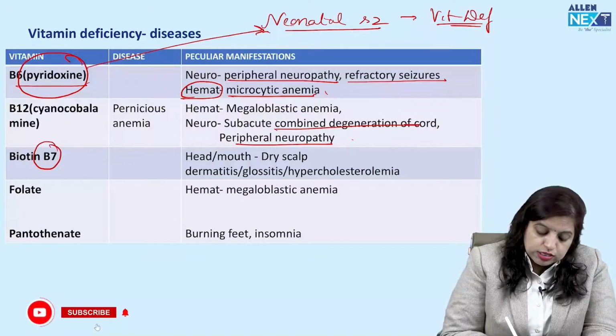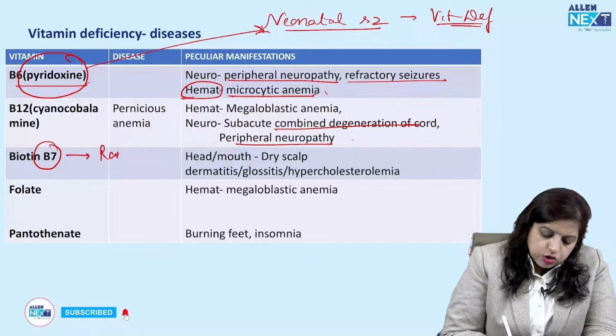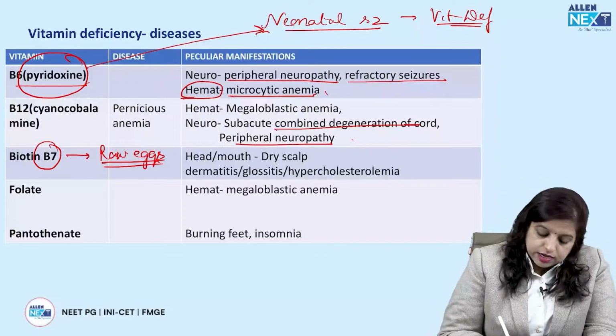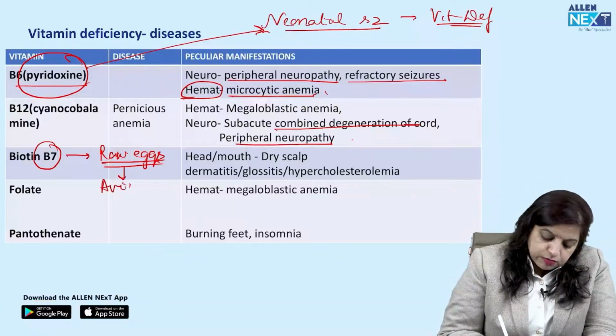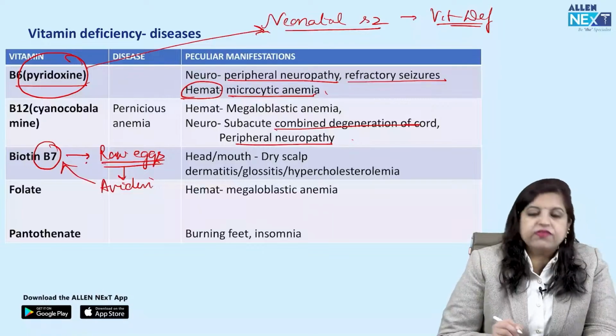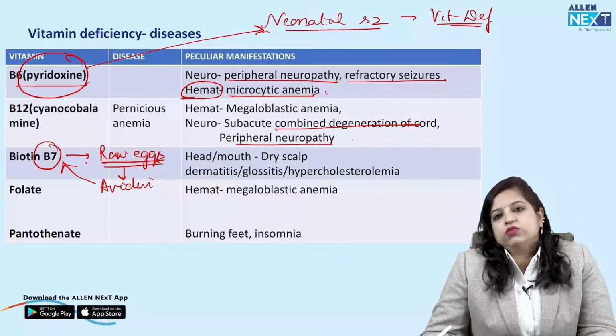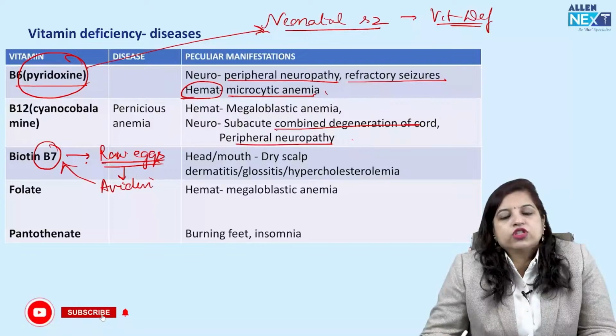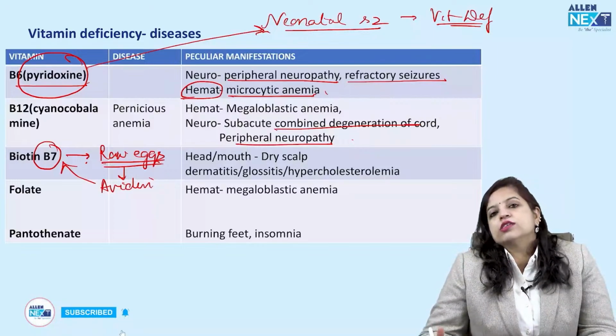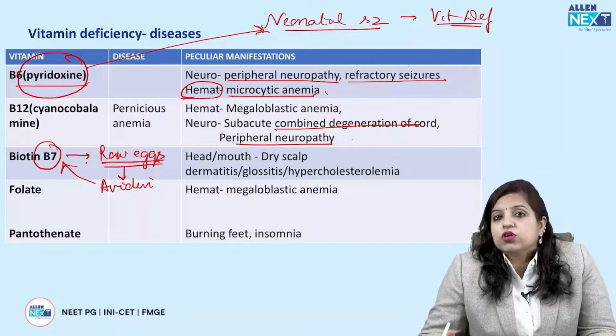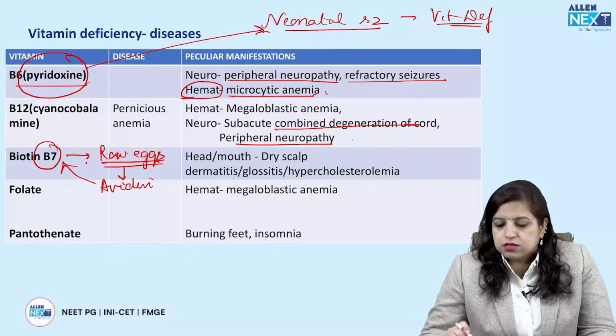Biotin deficiency is usually seen when raw eggs are consumed. Always remember raw eggs, because they contain avidin, and avidin binds biotin and prevents its absorption, leading to biotin deficiency. So any vitamin deficiency which occurs because of consumption of raw eggs, always remember the answer is biotin.